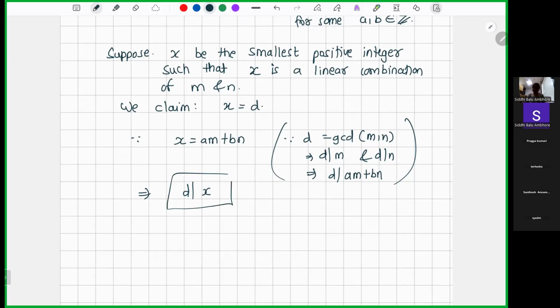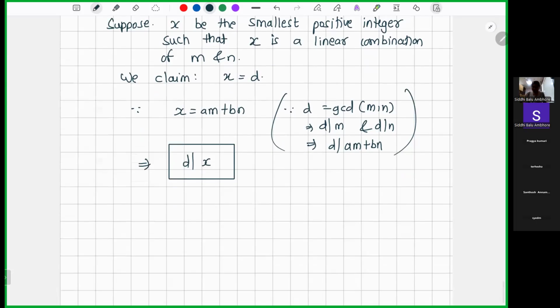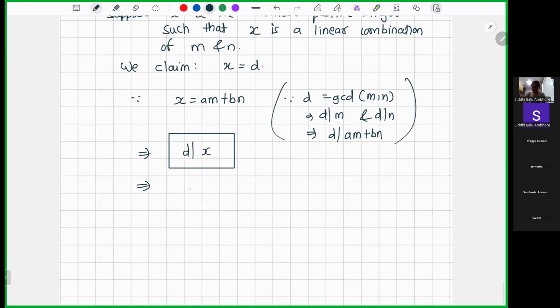I hope this is clear. Okay. Please someone tell me that this is not very difficult to understand. If there are any doubts, please let me know. But I assume you understood why d divides x. And the moment I have d divides x and x is the smallest positive integer, d is a GCD, so it is again a positive integer. So, okay, it is clear, great. So I get that this x is greater than or equal to d.